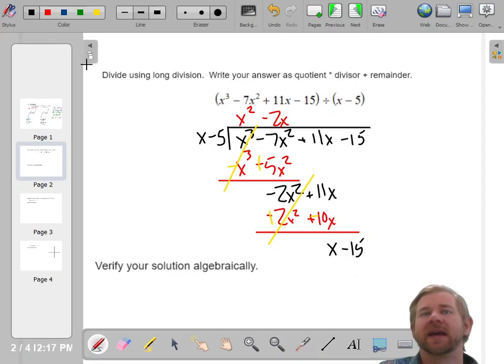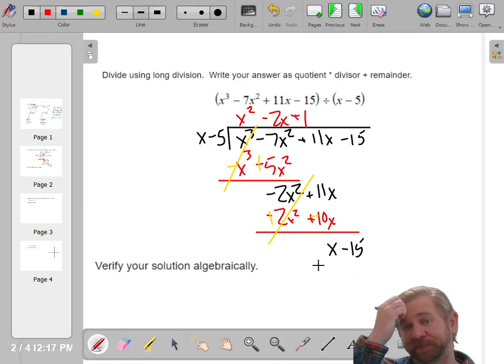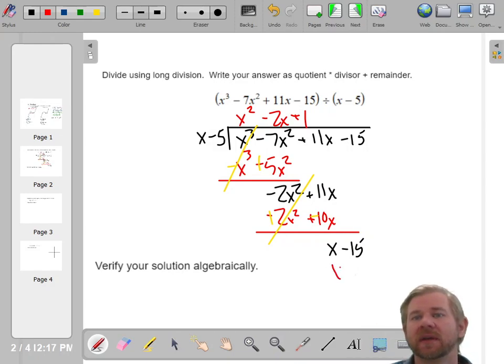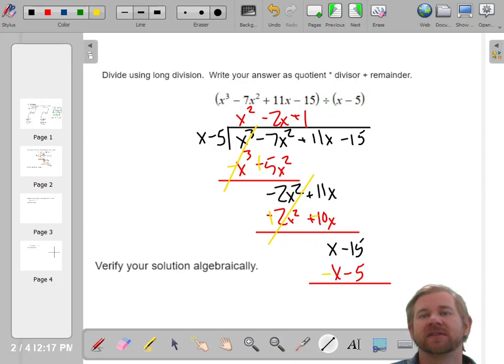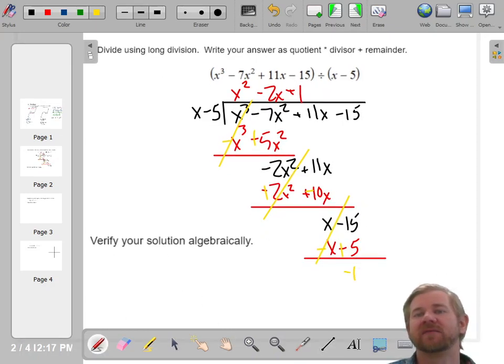And now the last thing, what do you multiply x by to get 1x? 1. So we multiply by 1. Distribute: x minus 5. And then again, flip both the signs. Don't get to the end and forget. So negative 15 and positive 5 make negative 10. That is the remainder. Remainder, negative 10.